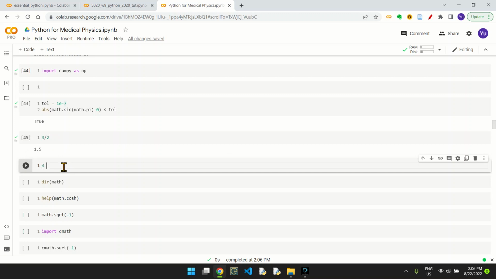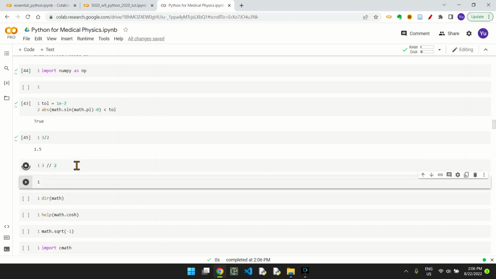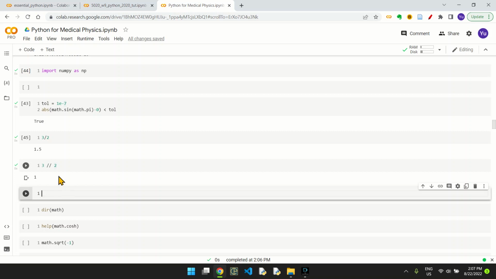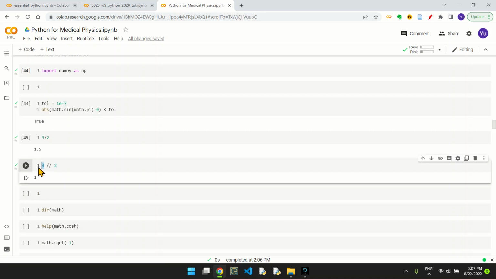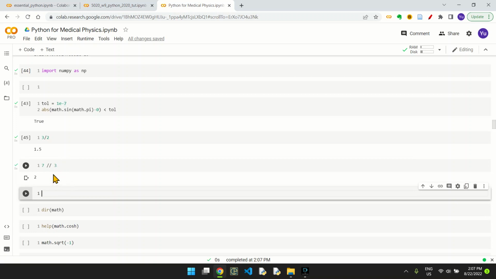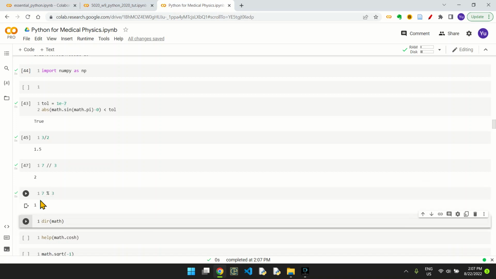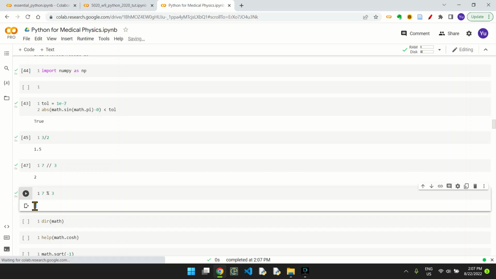In Python 3, if you want to do integer division, there's an explicit way you can do it, which is the double slash, and in this case, it will be 1. Okay, so if we say 7 divided by 3, integer division will be 2. And you can also check the modulo, which is the remainder after the division. In this case, it will be 1, which means 7 is equal to 3 times 2 plus the remainder, which is 1.